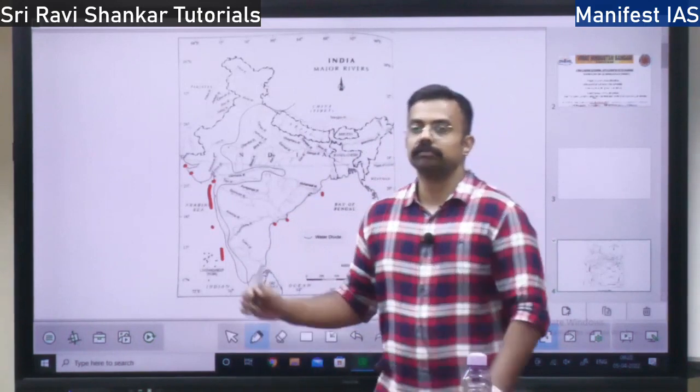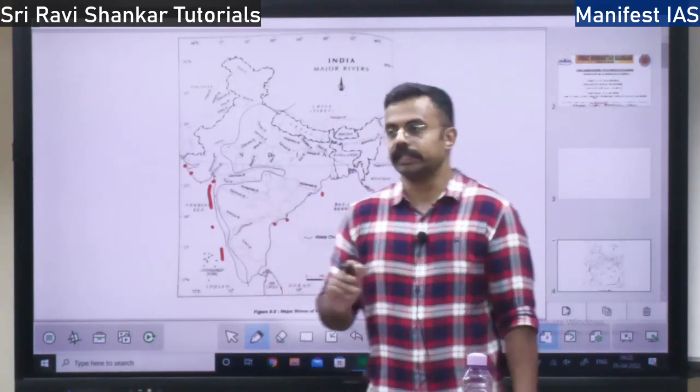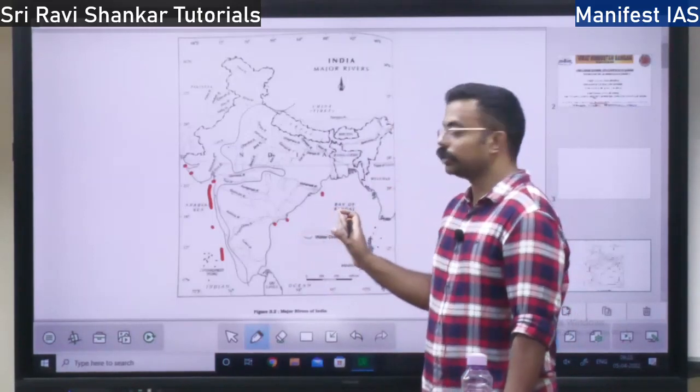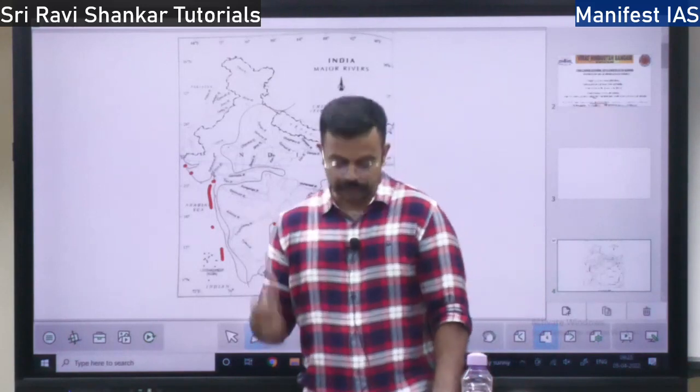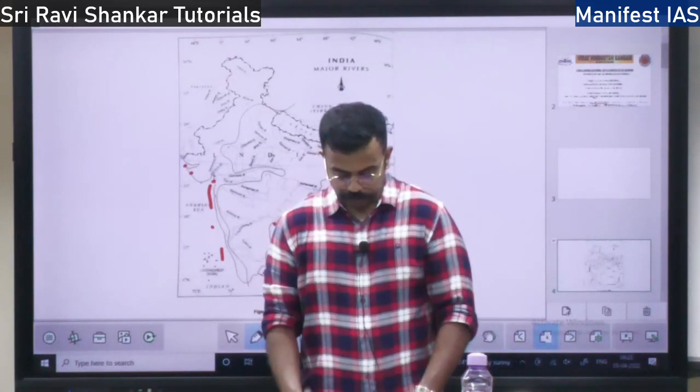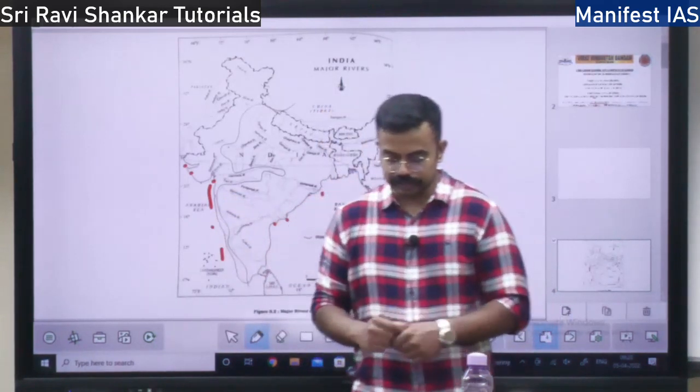Here it is actually difficult to form harbors and ports. That is why there are fewer natural harbors and ports. Whatever you find are mostly artificial harbors in the eastern coast, right? Because the continental shelf extends up to 500 kilometers in the region.